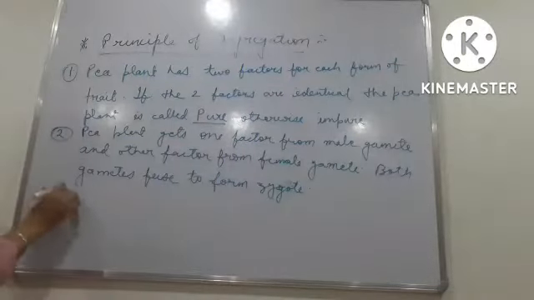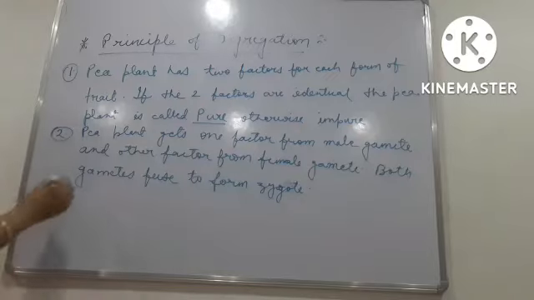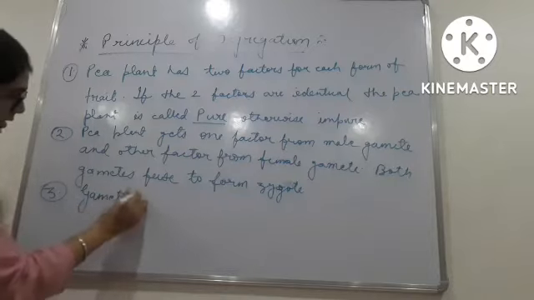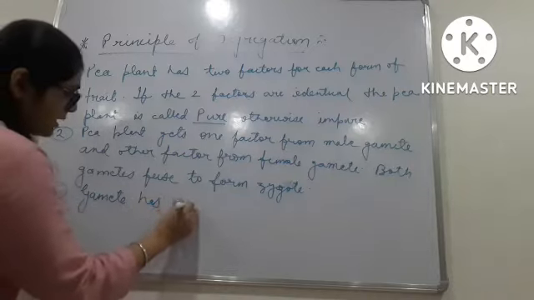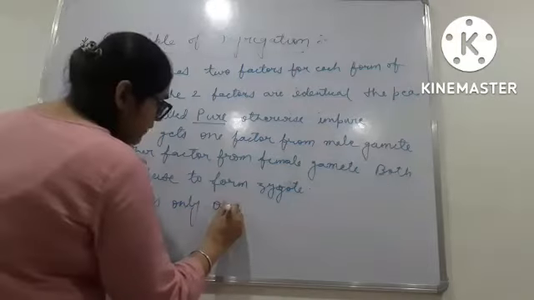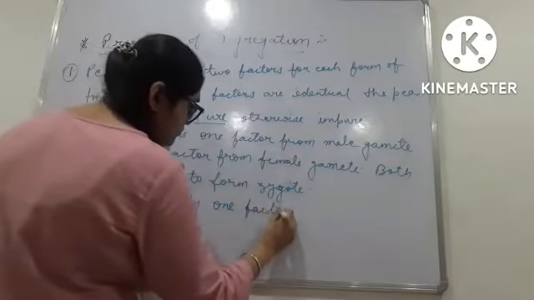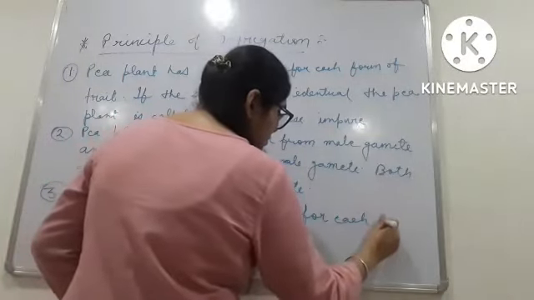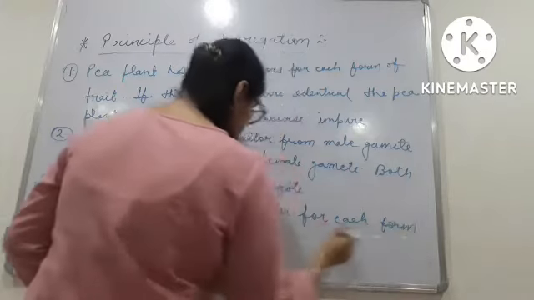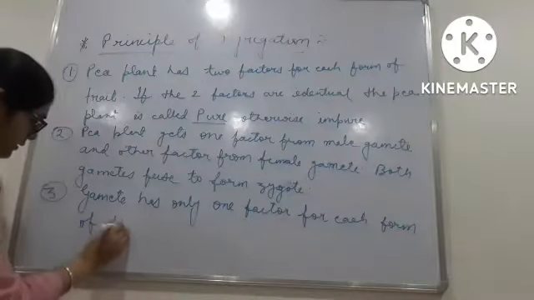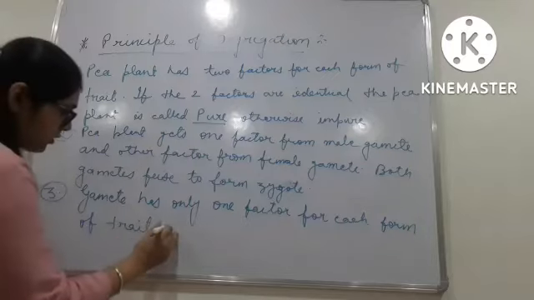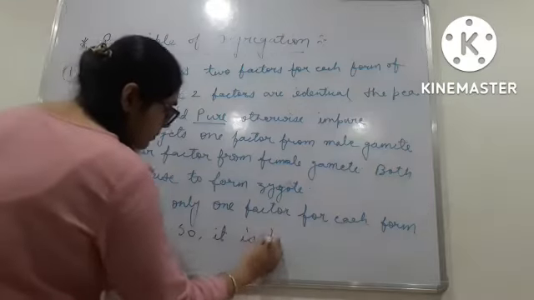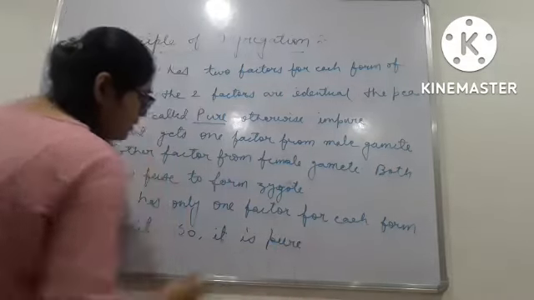The third argument was that a gamete has only one factor for each form of trait. So it is pure. Okay.